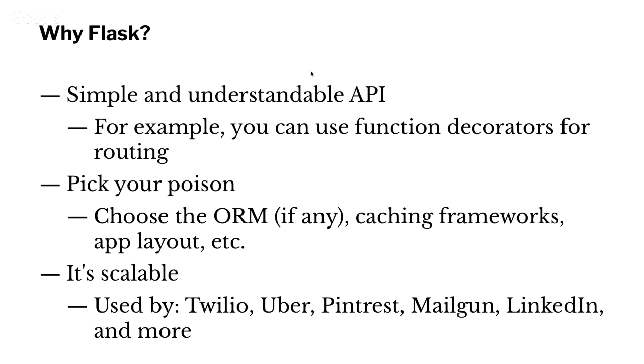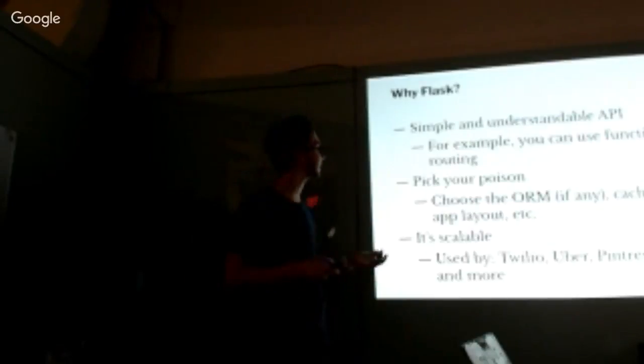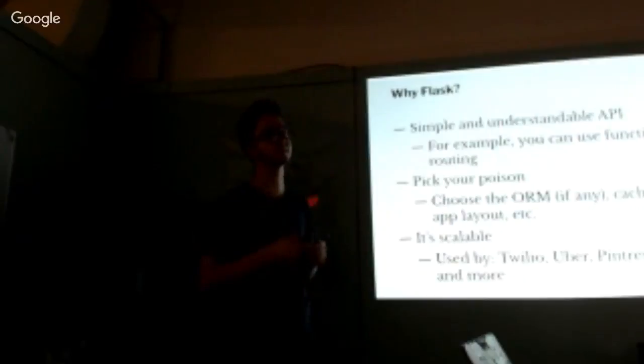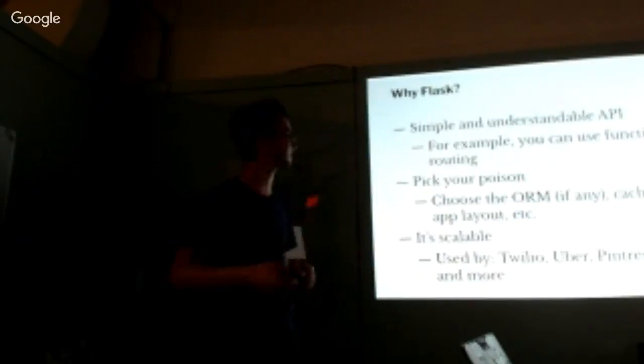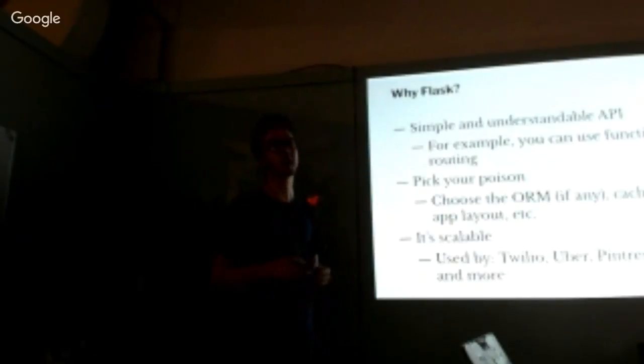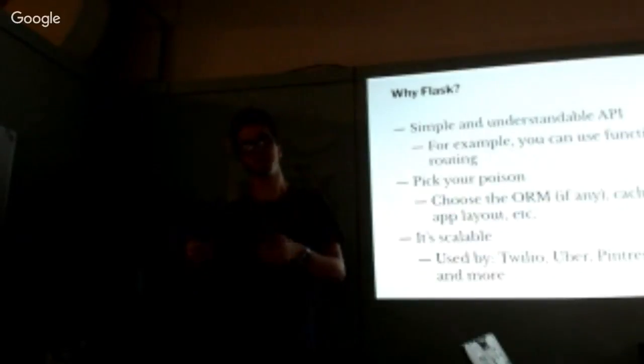So why Flask? Again, we talked about this a bit, but it has a very simple, understandable API. You can use function decorators for routing. So that's just lines above the functions. And you can pick your poison. As with Django and other frameworks, they kind of make you use certain things like a database layer and a templating language and all that. But with Flask, you can choose an ORM, frameworks to do caching, rate limiting, all these kinds of things. The way you lay out your app, other things like Django make you structure a certain way.